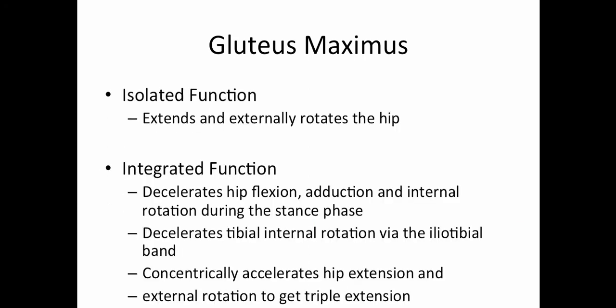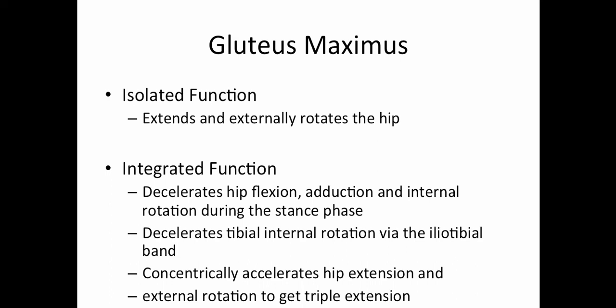The isolated function of the gluteus maximus is to extend and externally rotate the hip. Now remember that if the foot is planted on the ground and the hip performs extension, it would lift the trunk up. So don't just think of the leg going backwards, but also think of the entire trunk going into a backward hip extension. So it's not spine extension, but it's hip extension. It would actually be, let's say, you lifting your back up.